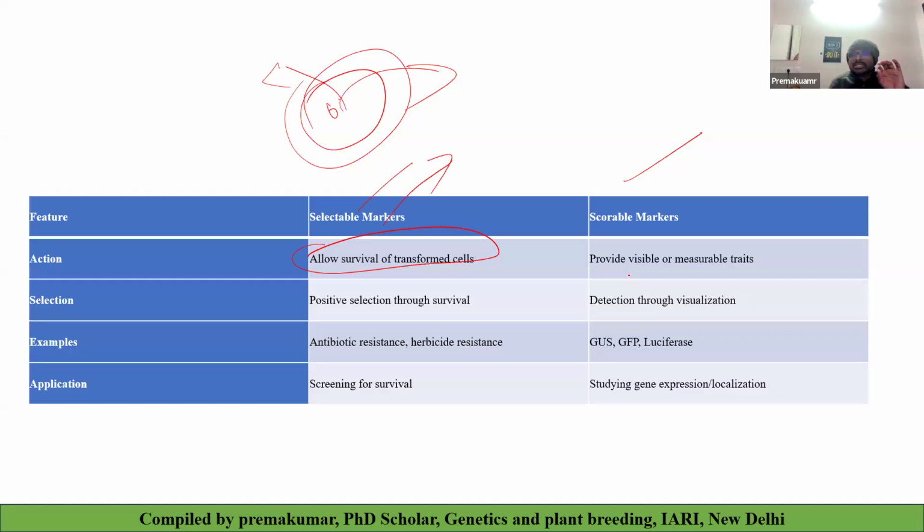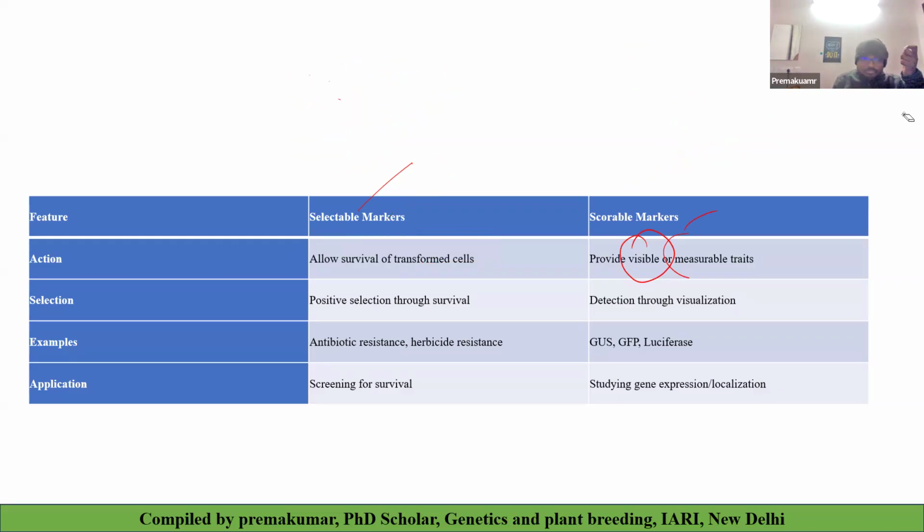But scoreable markers give just a visible, measurable trait, for example color or fluorescence. Means we can say, okay, this much color is there, so this much expression of the gene will be there. This is one of the differences. Selectable markers allow positive selection through survival, whereas scoreable markers involve no positive or negative selection, just direct visualization. Examples are antibiotic resistance and herbicide resistance, versus GUS, GFP and luciferase.